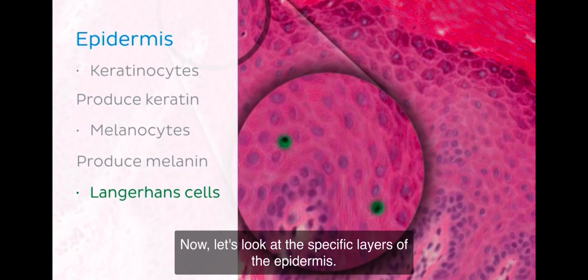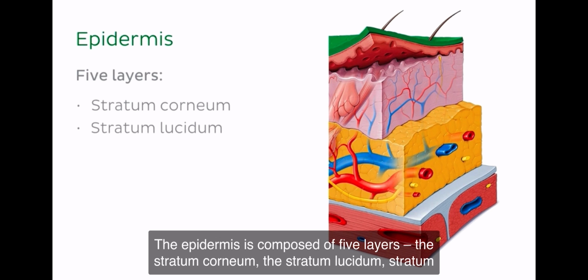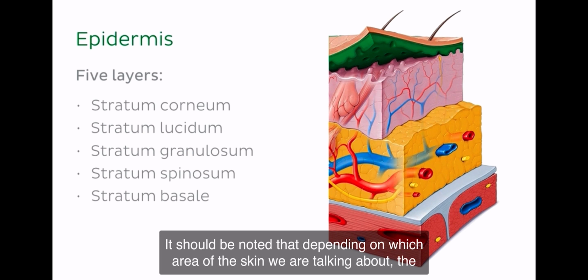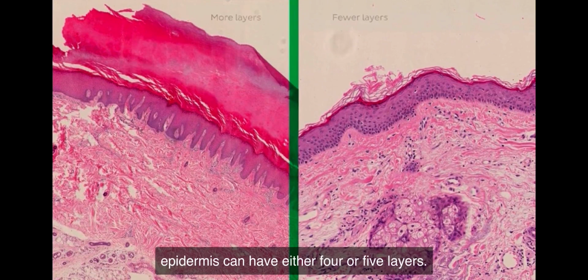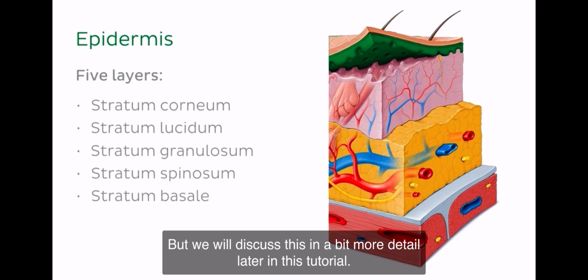Now let's look at the specific layers of the epidermis. The epidermis is composed of 5 layers: the stratum corneum, the stratum lucidum, stratum granulosum, stratum spinosum, and stratum basale. It should be noted that depending on which area of the skin we are talking about, the epidermis can have either 4 or 5 layers. Basically, thin skin has only 4 layers, while thick skin has 5 layers. But we will discuss this in a bit more detail later in this tutorial.